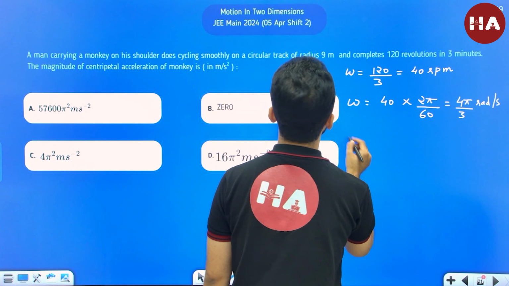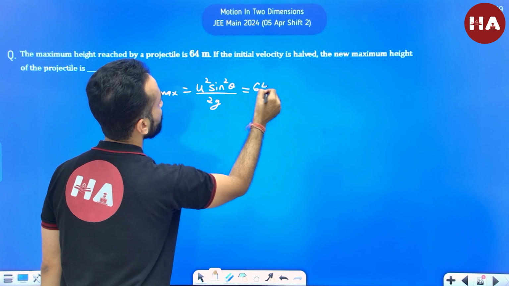Right students. So the next question is from 5th April shift 2. The maximum height reached by a projectile is 64 meter. If initial velocity is halved, the new maximum height would be. Can't get easier than this. Just in a minute we can solve this, not even a minute. So it's u square sine square theta over 2g, and this height is given to be 64 meter, right?